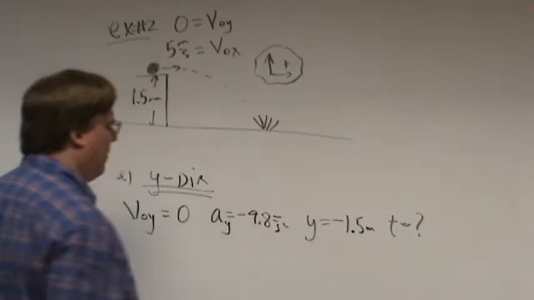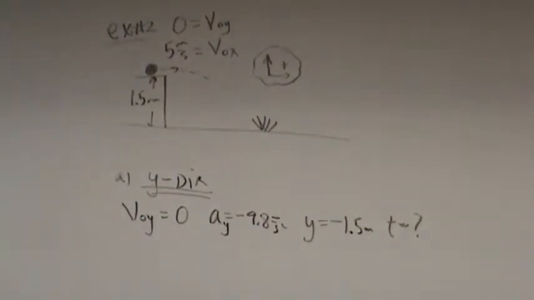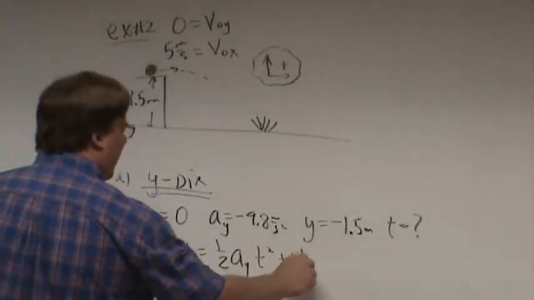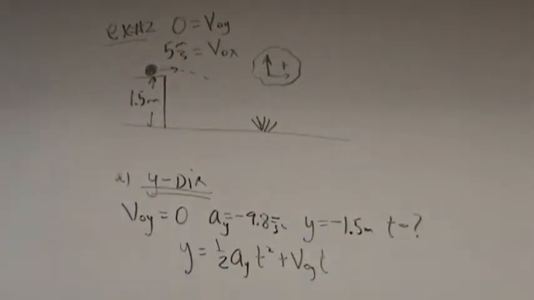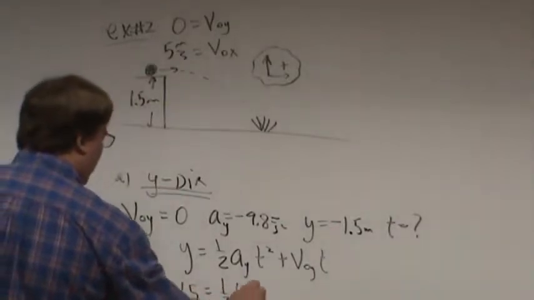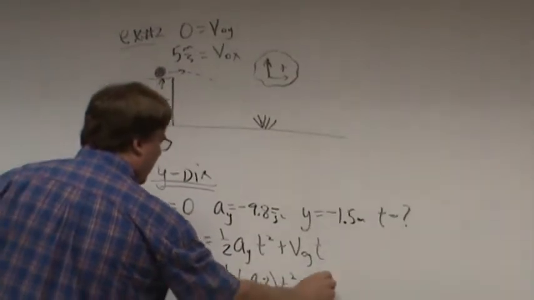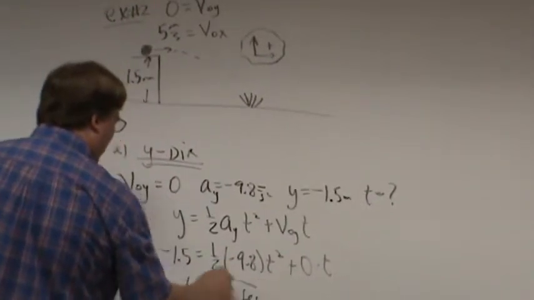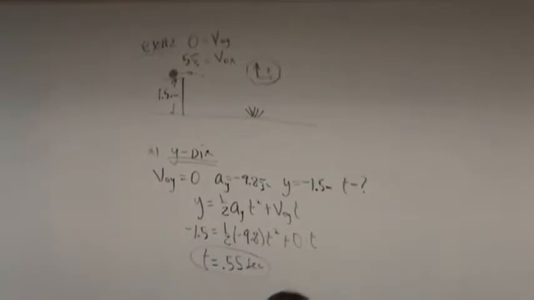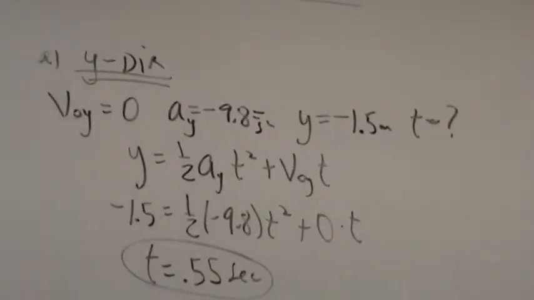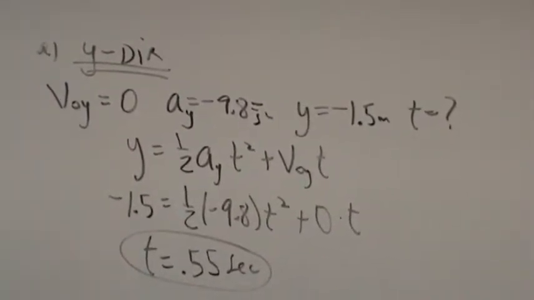And now I'm going to find the time. And the formula that has those 4 quantities is y equals 1/2 a t squared plus v naught t. Equation number 3. And now I can plug in negative 1.5 equals 1/2 times negative 9.8 times t squared plus 0 times t. And I end up with t equaling 0.55 seconds. Just trust my math. Any question or problem on this?